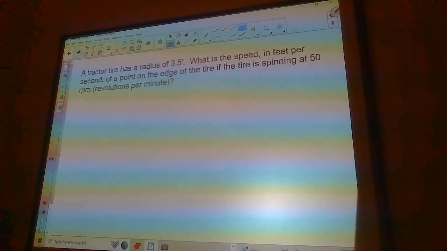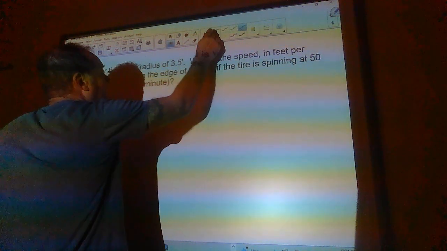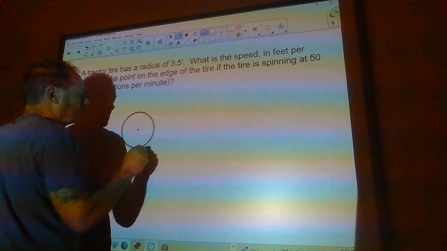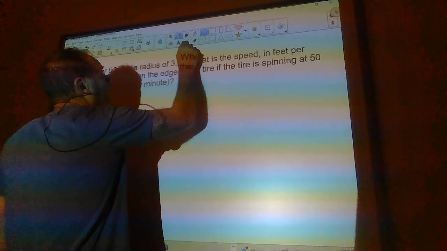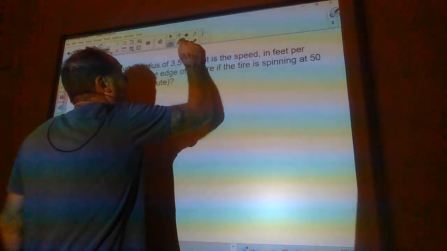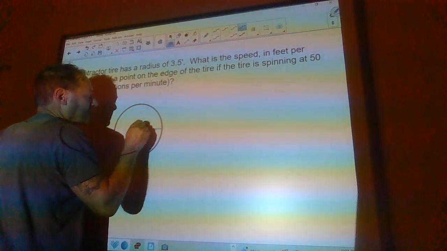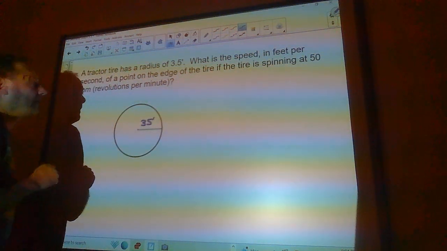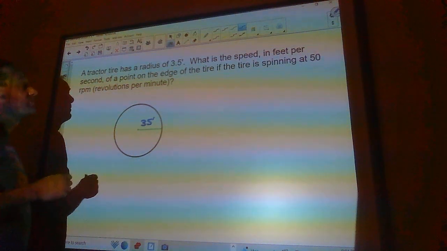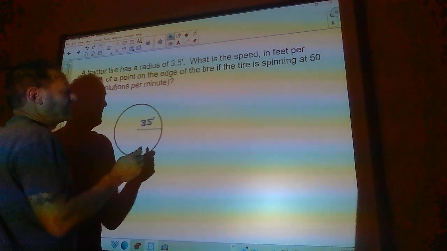All right, a tractor tire has a radius of 3.5 feet. So let's go ahead and sketch a little circle here. Okay, it's got a radius of 3.5 feet. All right, so there's my picture. What is the speed in feet per second of a point on the edge of the tire if the tire is spinning at 50 RPMs, which is revolutions per minute?